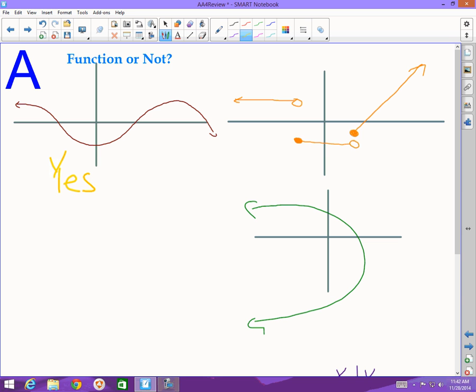Looking at this second one over here, that is also a function. This dot point and that one, yes, they are on top of each other if you draw a vertical line, but it does not hit this one because it's an open circle here, which means it doesn't include that point. Then the next one here, this is a no, because a vertical line right there would hit it there and there, which cannot happen for it to be a function.